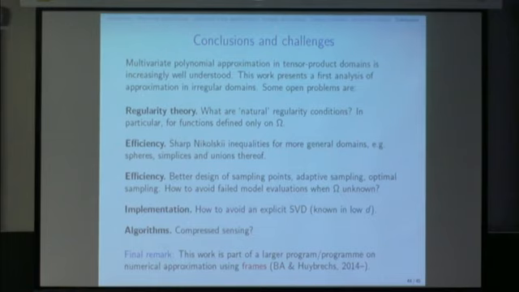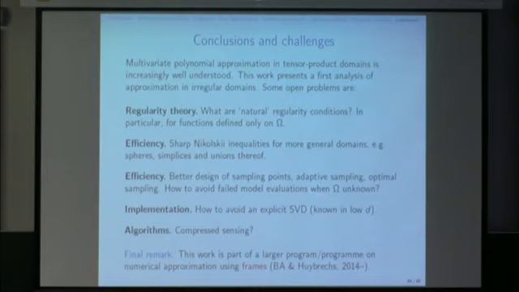So for example, there are questions about regularity theory. What are good regularity conditions? How can you define things like mixed spaces on irregular domains? Questions about efficiency, Nikolsky inequalities for irregular domains in arbitrary many dimensions. These things seem completely open. Practical questions about efficiency. How do you design better sampling points, as has already been discussed in a few talks? How do you do adaptive sampling, optimal sampling maybe, or quasi-optimal sampling, et cetera, et cetera.